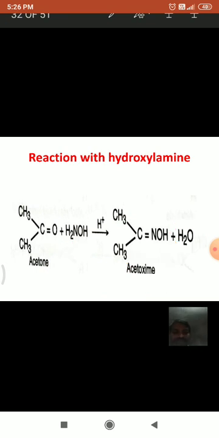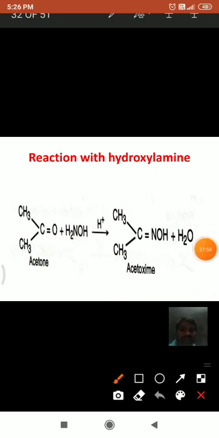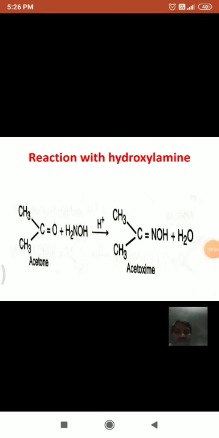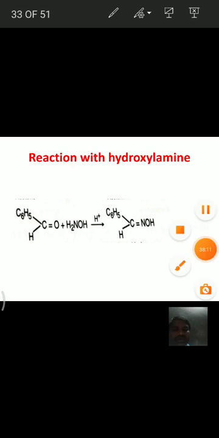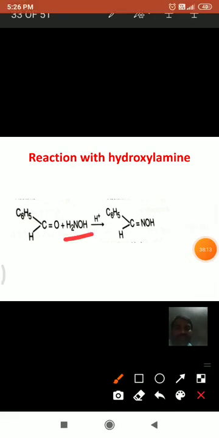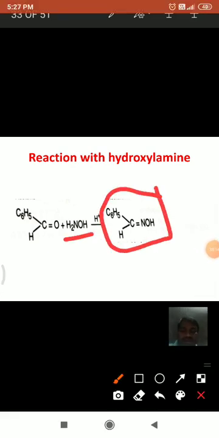In the same way, for example, this is benzaldehyde. When benzaldehyde is treated with hydroxylamine, it forms benzaldoxime. That means aldehydes and ketones react with hydroxylamine and they form the corresponding oximes as the product.